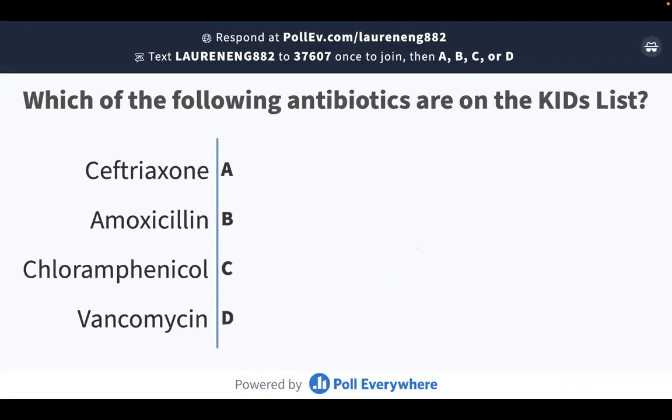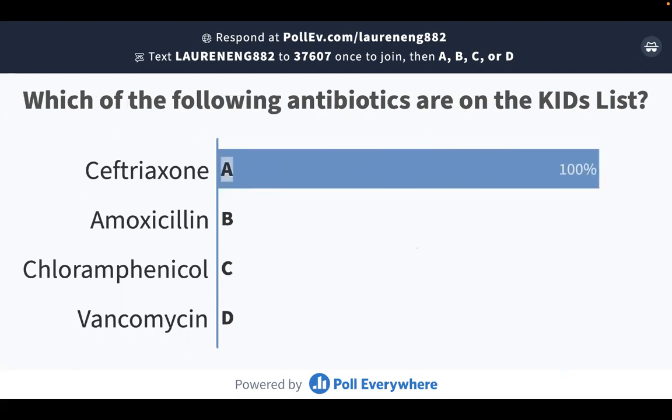Which of the following antibiotics are on the KIDs List? There are two correct answers. Ceftriaxone is one of them. And C, chloramphenicol. Yep, those are actually the two correct answers. Good job.